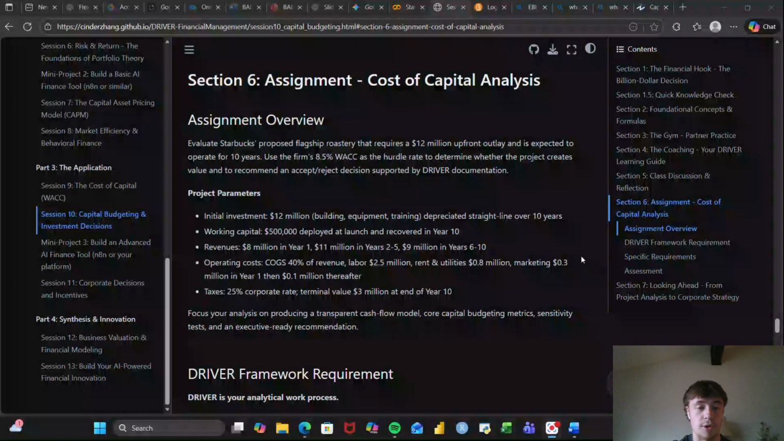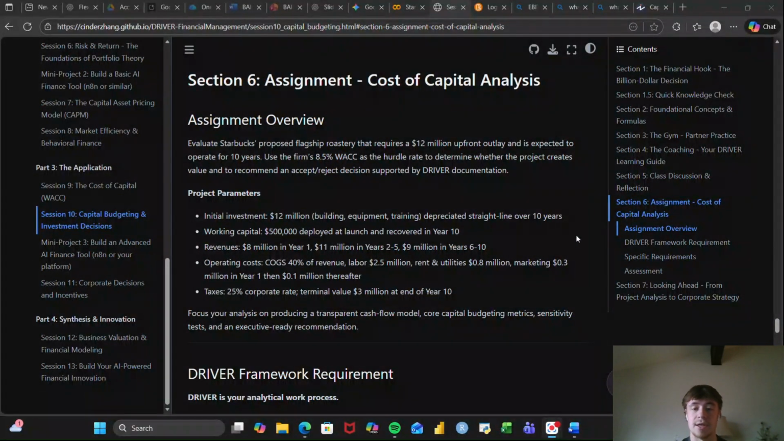Just going over some quick parameters we have here. The initial investment, like I said, $12 million. And going to be operating for 10 years. The working capital is $500,000 deployed at launch and is going to be recovered in year 10. Revenues $8 million in year 1, $11 million in years 2 through 5, and $9 million in years 6 through 10. The operating costs are cost of goods sold, which is 40% of the revenue.